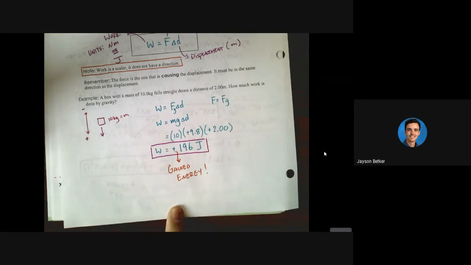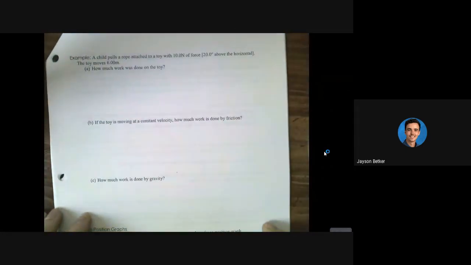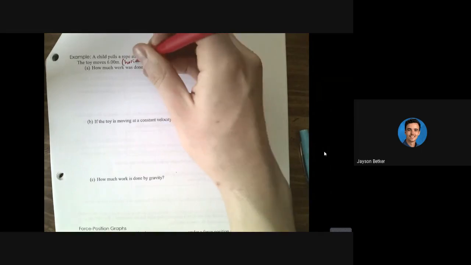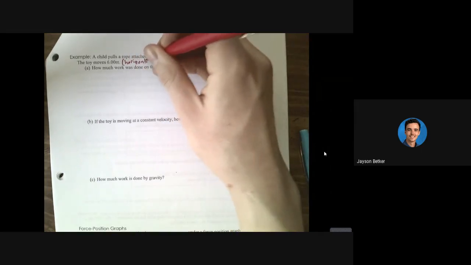Pretty straightforward question. Let's move on to question number 2, example number 2. A child pulls a rope attached to a toy with 10 newtons of force, 20 degrees above the horizontal. The toy moves 6 meters, and really, it's moving 6 meters horizontally, right? They're not moving it on the angle. So I maybe should have included that in the question. Horizontally. How much work was done on this toy?